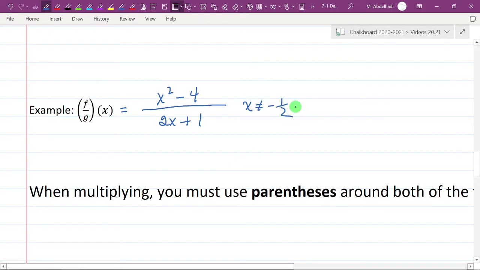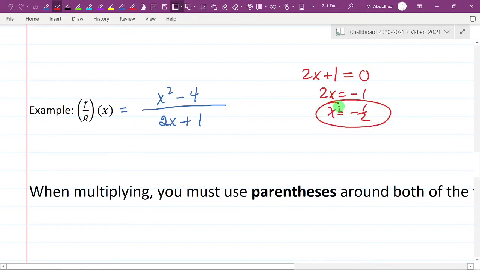And if you're wondering how I knew about this -1/2 thing, it's really simple. You just take the denominator, whatever it is, take it off to the side, set it equal to 0 and solve. So you subtract 1 from both sides, and you get that. You divide both sides by 2, and you get that. That's the one number that will make this denominator equal to 0. So you say x can never equal that number.